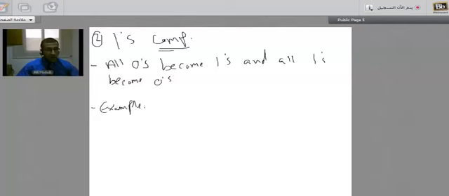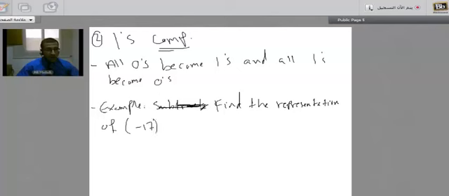Sorry, before I jump to this, find the representation of minus 17 in decimal using one's complement. See, in the exam, see what I'm doing here?